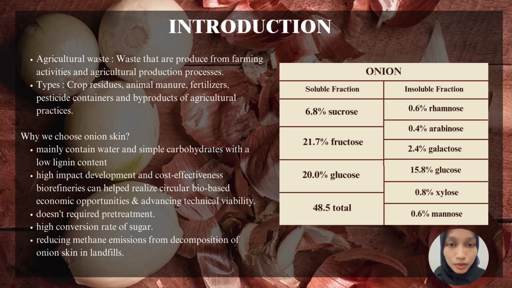Other than that, when we transfer the onion skin to the landfill, the degradation process will release methane. So, in order to mitigate this problem, we can use the onion skin as a source to produce bioethanol, as well as reducing environmental pollution issues. The table on the side shows the conversion rate of sugar, whether it is soluble or insoluble.